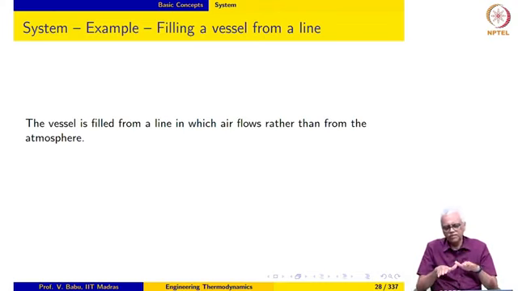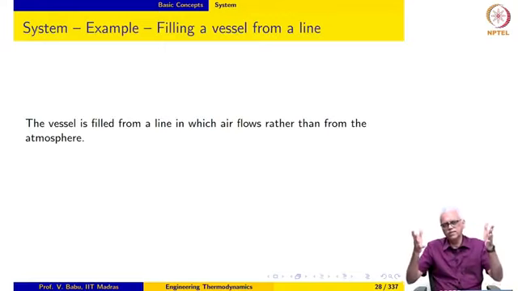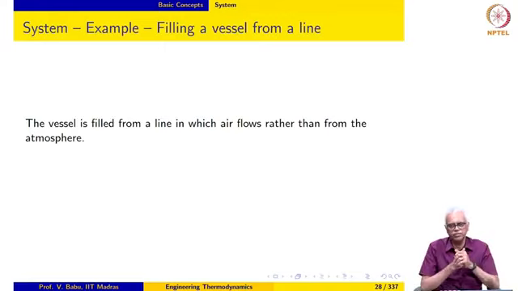So, the only difference between this and the previous example is that in the previous example we allowed the vessel to be filled from the atmosphere. So, here we are actually filling the vessel from a line. So, it could be a steam line, it could be a high pressure air line, and the vessel may be initially evacuated or it may be at a pressure less than the line pressure. We open the valve and allow a certain amount of air or steam to come in and fill the vessel, then we close the valve.